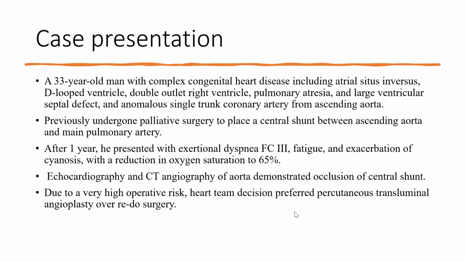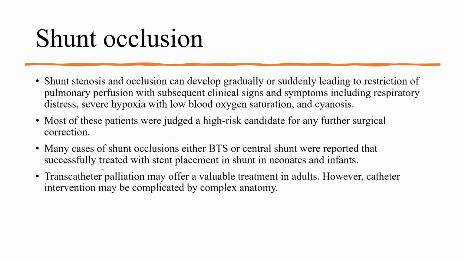Due to a very high operative risk, the heart team decision preferred percutaneous transluminal angioplasty over redo surgery. Shunt stenosis and occlusion can develop gradually or suddenly, leading to restriction of pulmonary perfusion with subsequent clinical signs and symptoms including respiratory distress, severe hypoxia with low blood oxygen saturation, and cyanosis. Most of these patients were judged high-risk candidates for any further surgical correction.